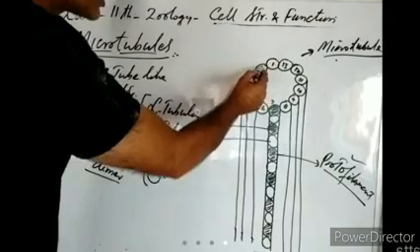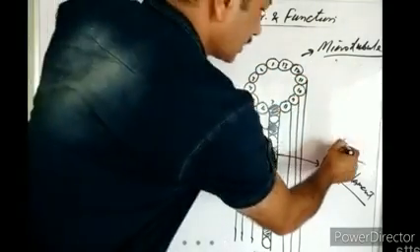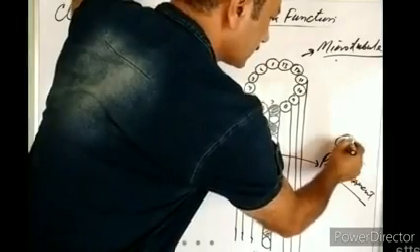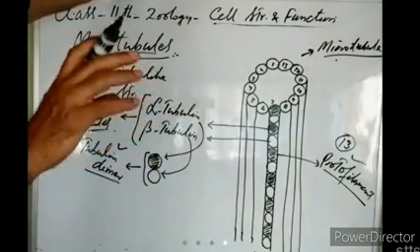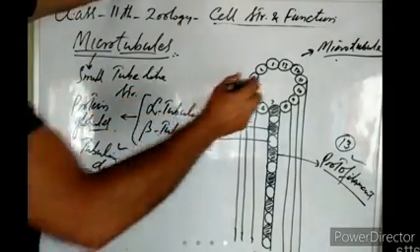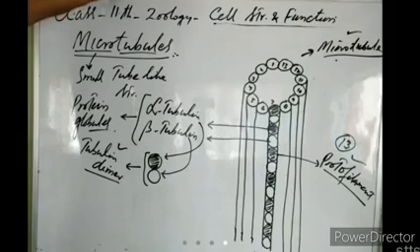One protofilament, another protofilament, another, 13 protofilaments. These 13 protofilaments combine and form a tube-like structure known as a microtubule. So we say that this microtubule is formed of 13 protofilaments. Each protofilament is formed of repeating tubulin dimers.